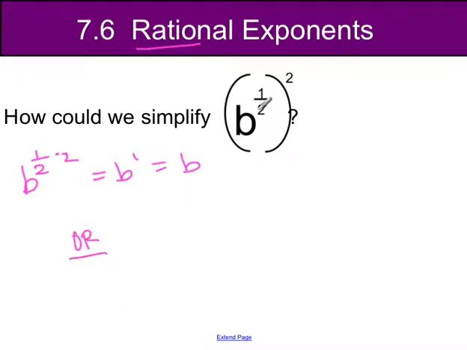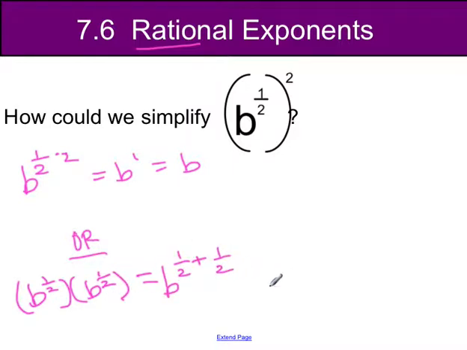Another way you could think about it is since it's b to the 1/2 to the second, it's really b to the 1/2 times b to the 1/2. And remember, now when we multiply, we add exponents, so it's b to the 1/2 plus 1/2. Well, 1/2 plus 1/2 is 1, so it's b to the first, which also equals b. Okay, so there's two different ways we can think about it. Whichever way you would like to is totally up to you.